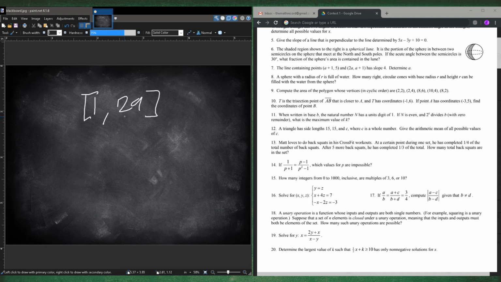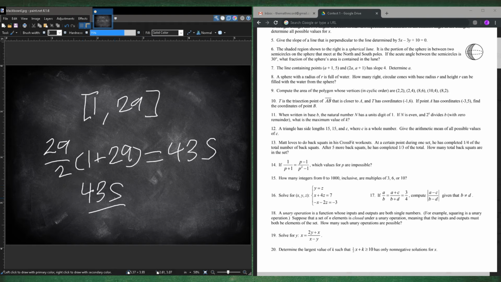So the arithmetic mean of all possible numbers: first we need to get the sum of this and then divide by the number of terms. So basically the sum is the number of terms, which is 29, divided by 2, times the first term, which is 1, plus the last term, which is 29. So that's 30 divided by 2 times 29, and we get 435. And the arithmetic mean is the sum divided by the number of terms, which is 29, which equals 15.